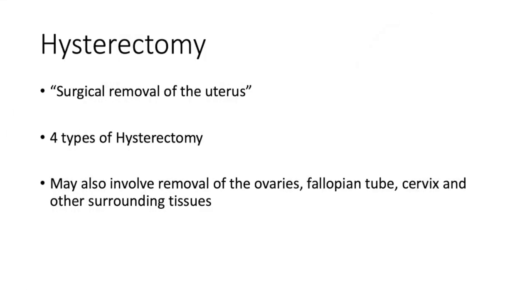Hysterectomy directly translates to the surgical removal of the uterus. However, there are four types of hysterectomy, which we will cover in later slides. And depending on the type of hysterectomy, the procedure may also involve removal of the ovaries, fallopian tube, cervix, and other surrounding tissues.